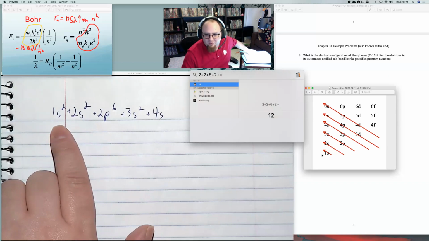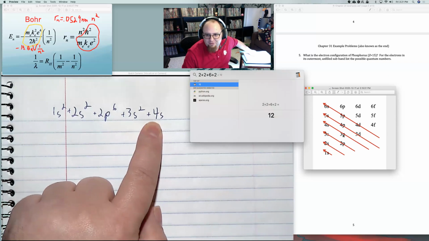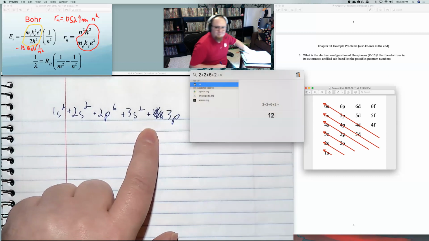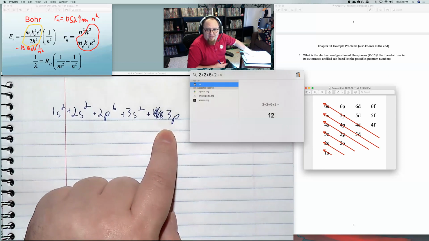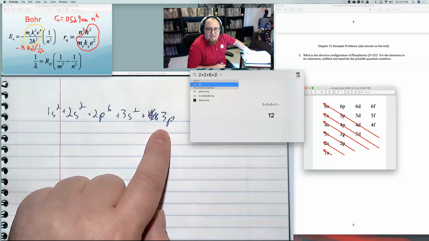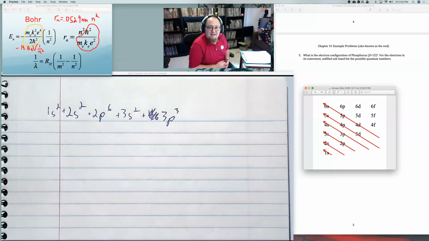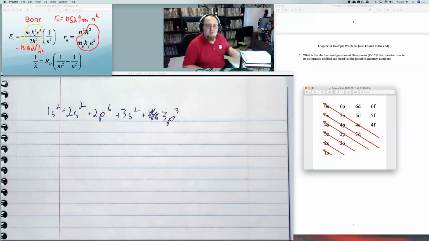So I'm going to start over. 1s2, 2s2, 2p6, 3s2. After 3s is 3p. What was I thinking? 2, 2, 6, 2. Sorry. I just wrote the wrong thing, not what I said. Since I want to hit 15 and I'm at 12, I'm going to put only 3 electrons in 3p, because that adds up to 15. So that's the configuration: 1s2 2s2 2p6 3s2 3p3.